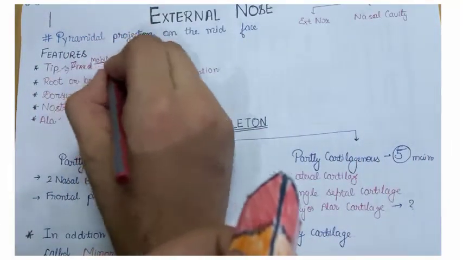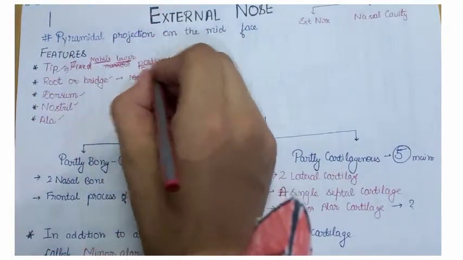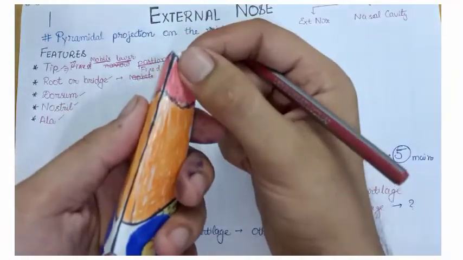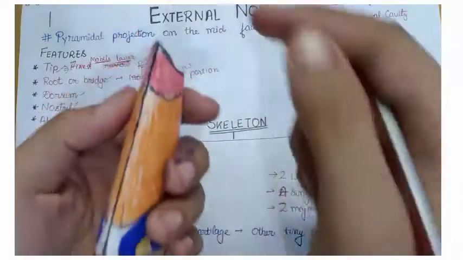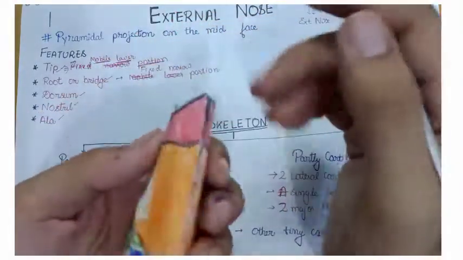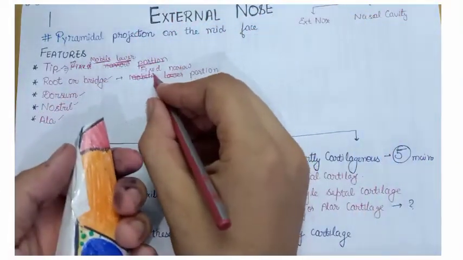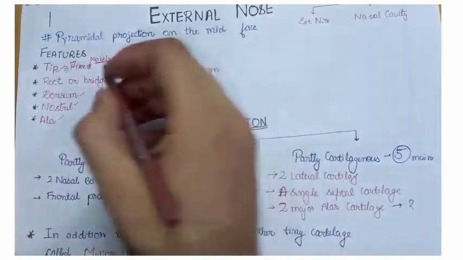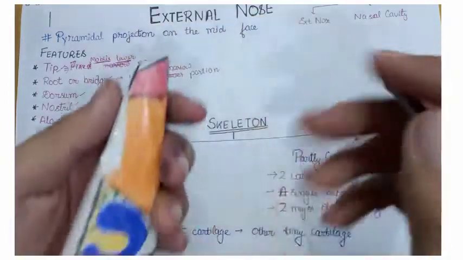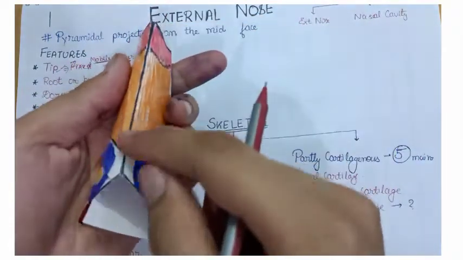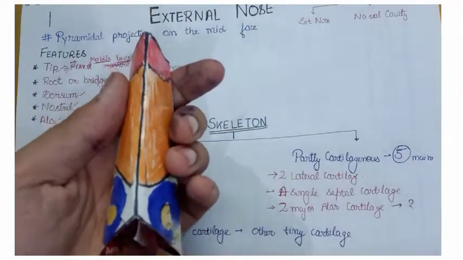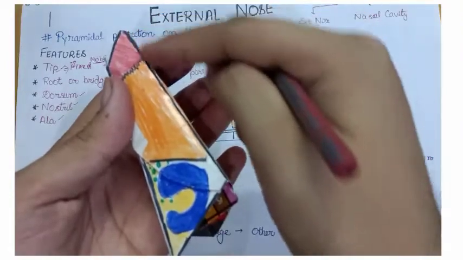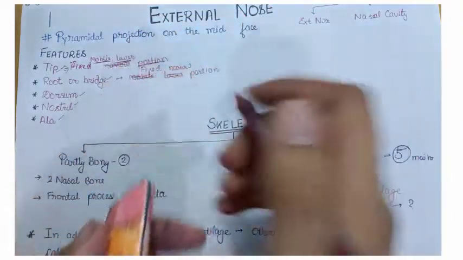So the mobile lower portion is the tip, and this fixed upper narrow portion, see here, this is broad and the upper part is very narrow. So the narrow upper part that is fixed is called the root or bridge, and the vertical ridge that you see in the mid portion is nothing but the dorsum.